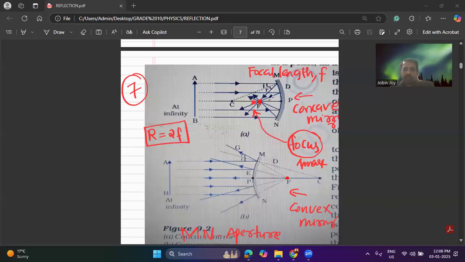In the case of a concave mirror, we will be getting the image at the front side. That's why this is called a real image. This is a real image and this is called a virtual image.